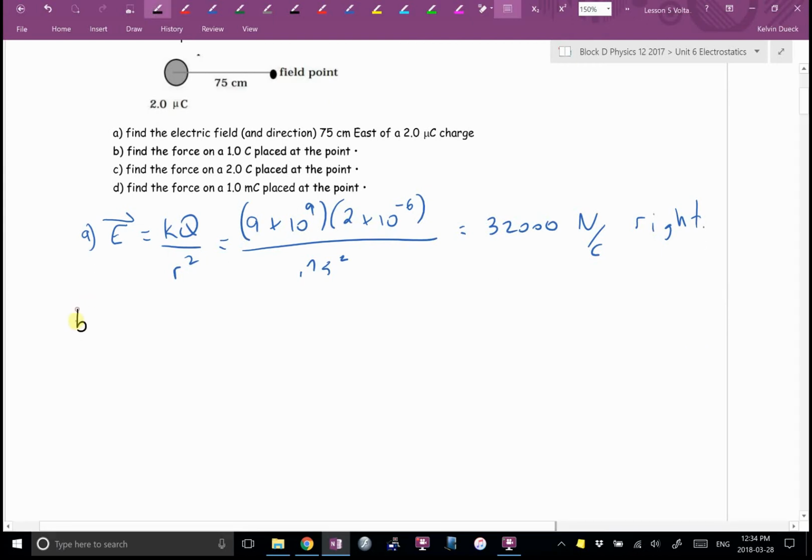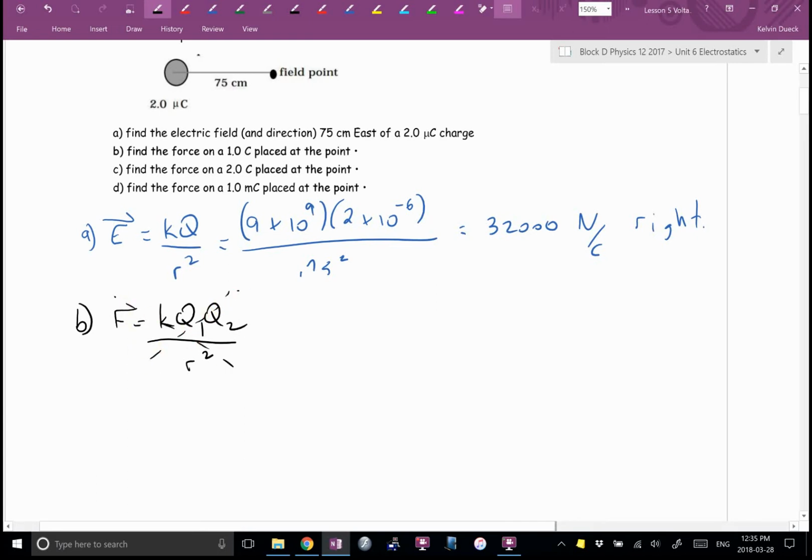Braden, what does B want me to find? The force on a 1 coulomb charge, a massive charge. 1 coulomb is pretty big, placed at that point there. Okay, that's going to be K Q1 Q2 over R squared. Write that down, and then just really lightly cross it out.